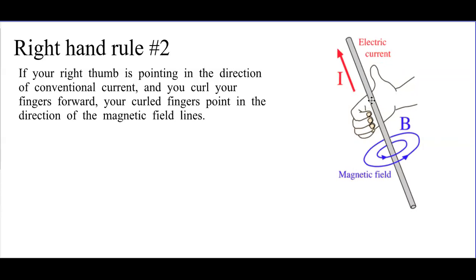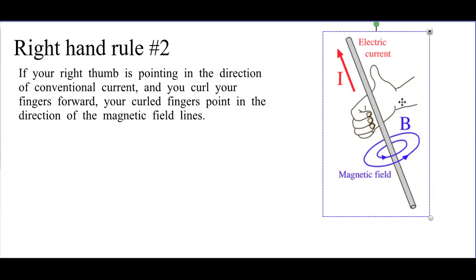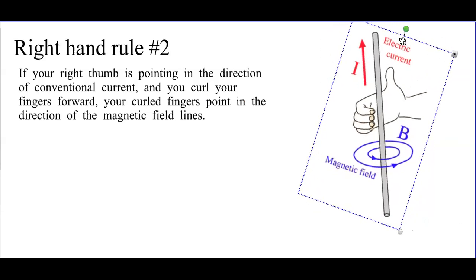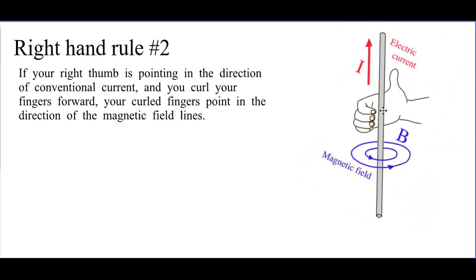So if my current is flowing up, I'll just say up on the screen here, if my current is flowing up on the page, then my magnetic field is going to wrap around counterclockwise. If my current was flowing down, the magnetic field would go in the exact opposite direction.